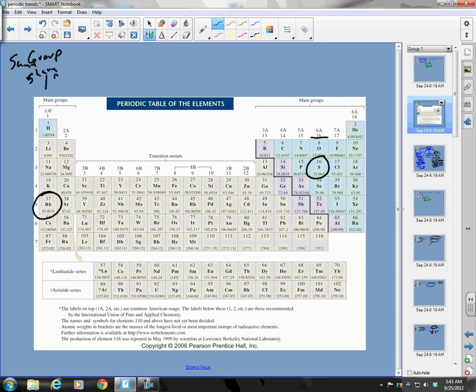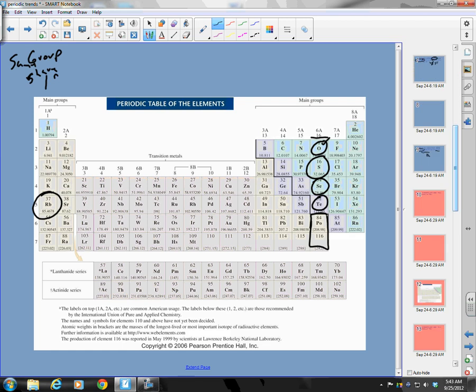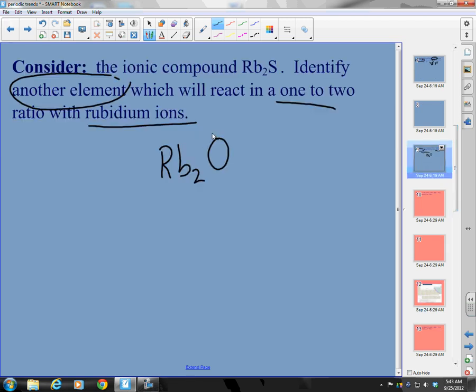Okay, here's sulfur, so what do you think? Well, you could have said oxygen or selenium or maybe even tellurium. These guys down here are metals. It's going to be less likely that they'll react that same way, but all these nonmetals and even the tellurium, which is a metalloid, will probably react in the same way. So I'm going to go with the easy one, oxygen. So I would predict rubidium oxide as an answer.